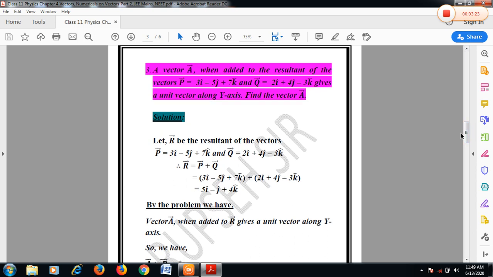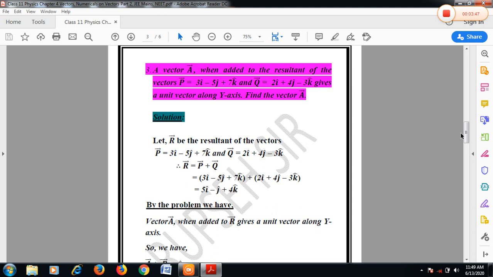A vector A when added to the resultant of the vector P equals 3 i cap minus 5 j cap plus 7 k cap and vector Q equals 2 i cap plus 4 j cap minus 3 k cap gives a unit vector along the y axis. We need to find the vector A.